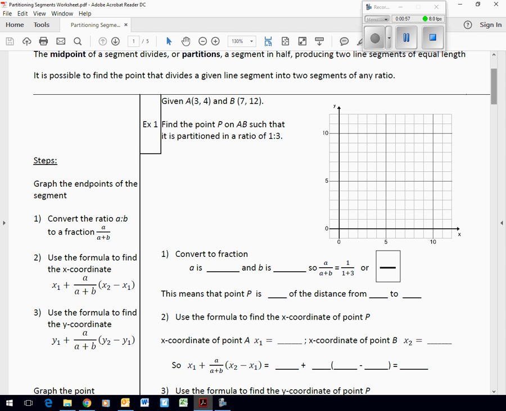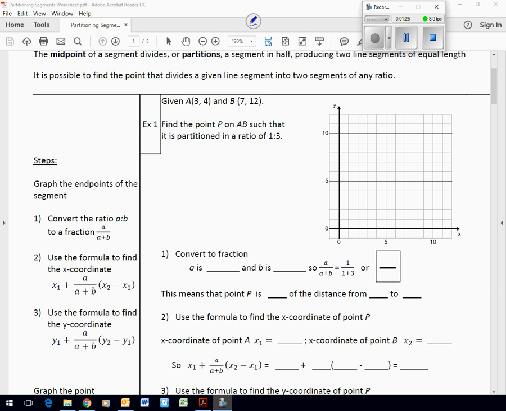So check this out. I want to find point P on line segment AB such that it is partitioned in a ratio of 1 to 3. Mean absolutely nothing to you right now, okay? Watch how easy it can be. Let's graph A and B, right? Y'all have this handout if you came in late.